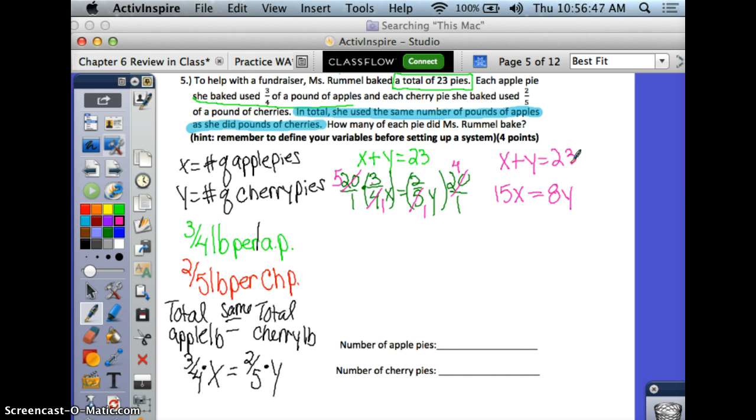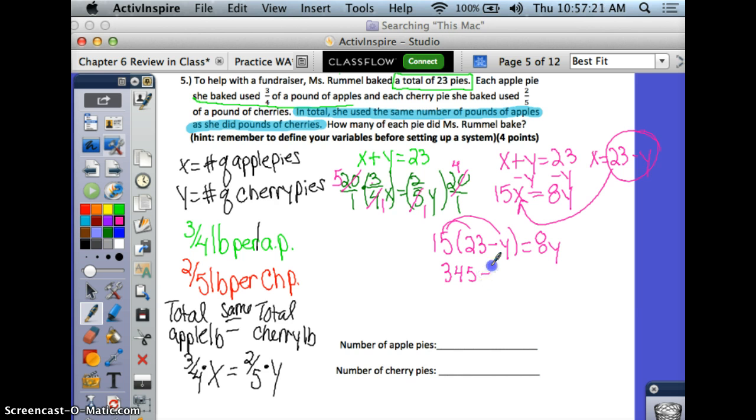Now, I would do this by substitution, personally. Let's go ahead and just solve for x. So you would subtract y from both sides. So you have x equals 23 minus y. So we need to substitute this in for x. When you substitute that in for x, you have 15 times the quantity 23 minus y equals 8y. So when you distribute, 15 times 23 is 345 minus 15y equals 8y.